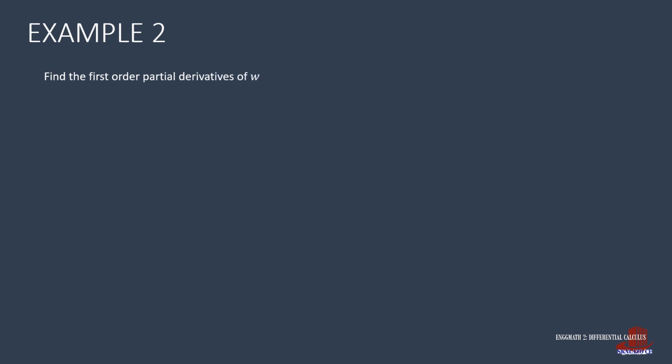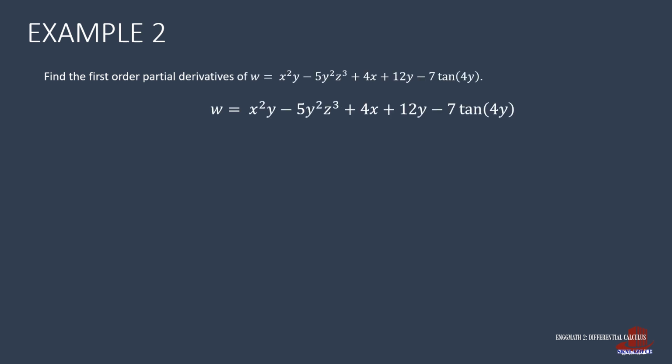For the function w is equal to x squared y minus 5y squared z cubed plus 4x plus 12y minus 7 tangent of 4y, we have three variables x, y, and z, which means there are three first-order partial derivatives. Let's start taking the partial derivative of w with respect to x.